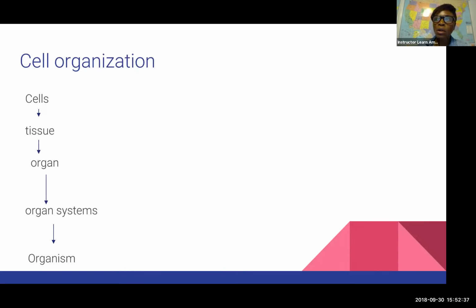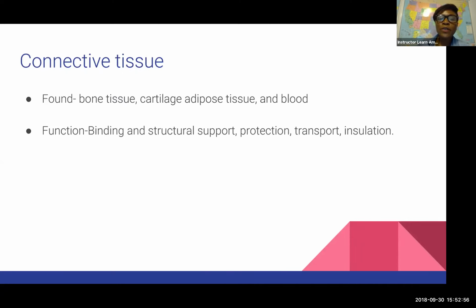So we see that all of those organelles work together to make up cells, and the cells will come together to form tissue. Tissues come together to form organs, organs together to form organ systems. The organ system makes up the organism. So we see there are different types of tissues. There's connective tissue, and this is the tissue that's found in your bone, cartilage, blood structures. The function of your connective tissue is for binding and support, protection and transport, and also for insulation.